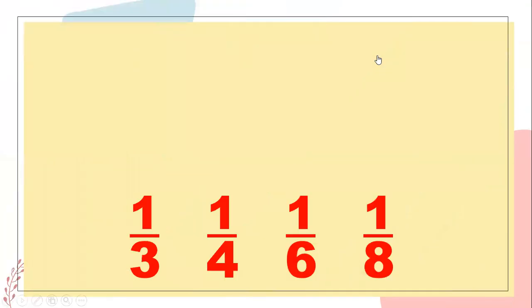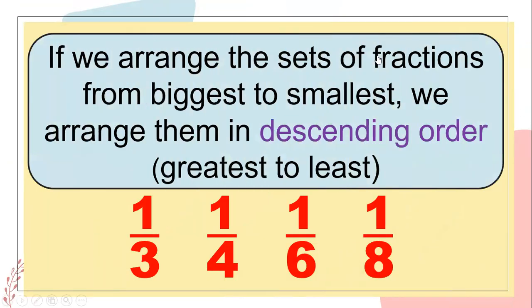Another, if we arrange the set of fractions from the biggest to smallest, we arrange them in descending order. This is greatest to least: 1/3, 1/4, 1/6, and 1/8. As you can see, 1/3 is the biggest fraction, going to the smallest fraction, which is 1/8.